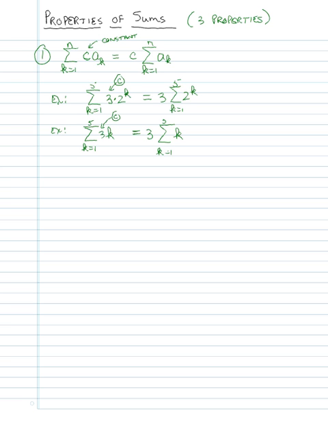Well, let me tell you why this makes a lot of sense. And I won't do this for all of the properties, but if we have the sum from k equal 1 to n of c times a sub k, when k is 1, we have c times a sub 1. When k is 2, we have c times a sub 2. When k is 3, we have c times a sub 3. When k is 4, you get the idea. And so we will keep adding those until we get to where k is n. So the very last one we're adding is c times a sub n.